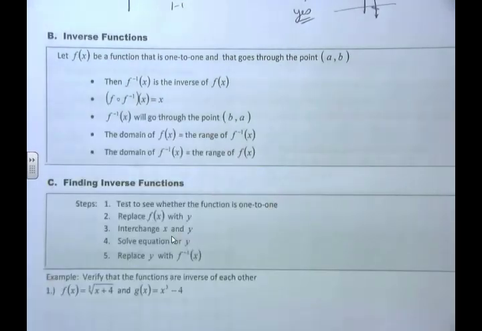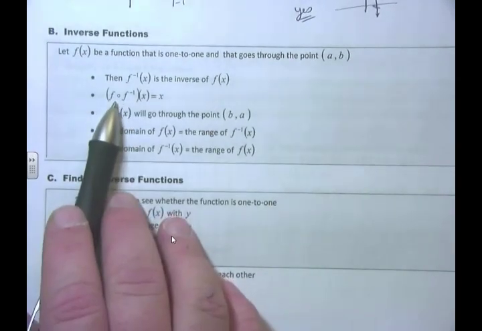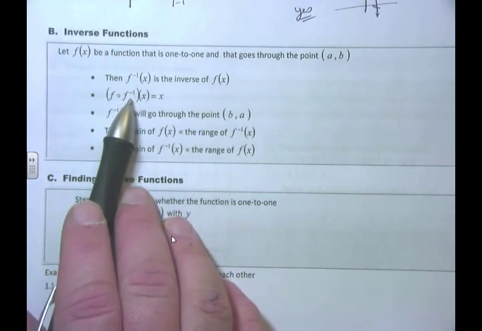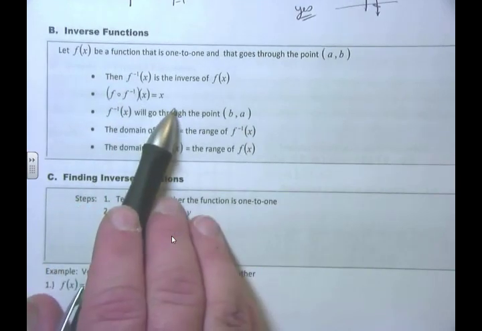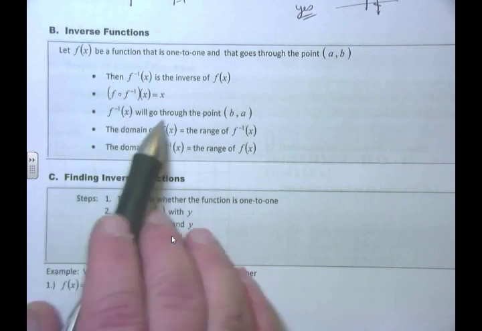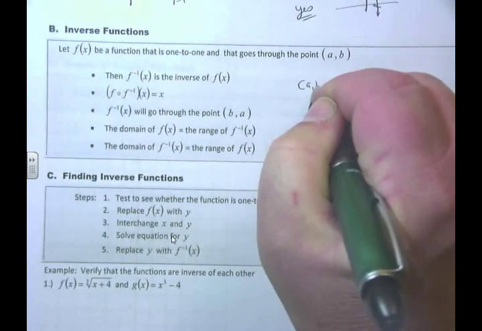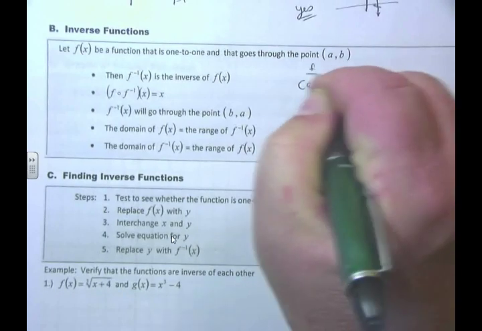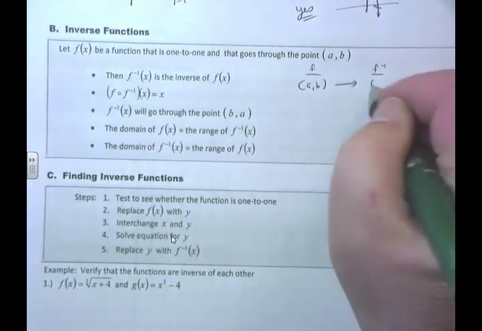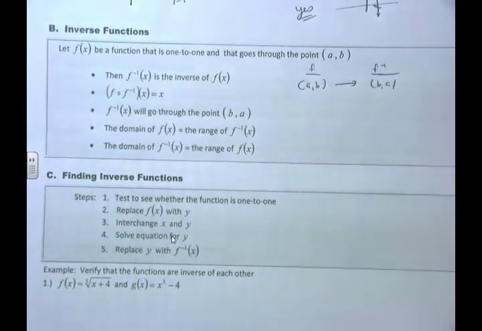Well, this is all the things we mean. Properties of inverse: if I take the composition of f composed with f inverse of x, I get x. F inverse of x will go through the point (b, a). Here's what inverses do. If you got a point (a, b) on f, then the point that's going to be on f inverse will be (b, a). What it does is it switches the x and y coordinates. In English, that means it is switching the domain and range, switching the independent variable and the dependent variable.